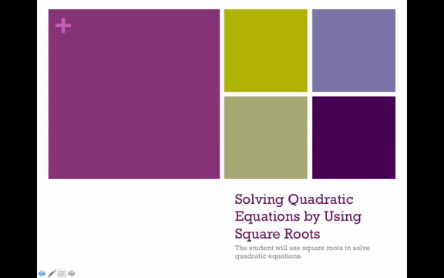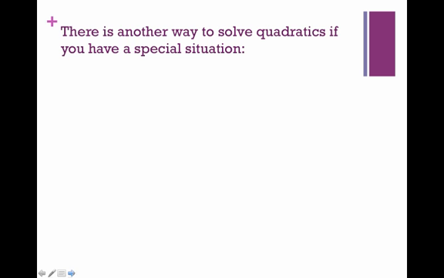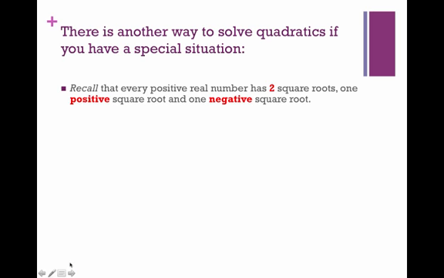So tonight we're going to learn yet another way of solving quadratic equations, and we're going to do that by using square roots. So solving using square roots is going to require a special situation. And in order for that to make sense, you need to remember that every positive real number has two square roots. One is a positive square root and one is a negative square root. So let's take a look at that.